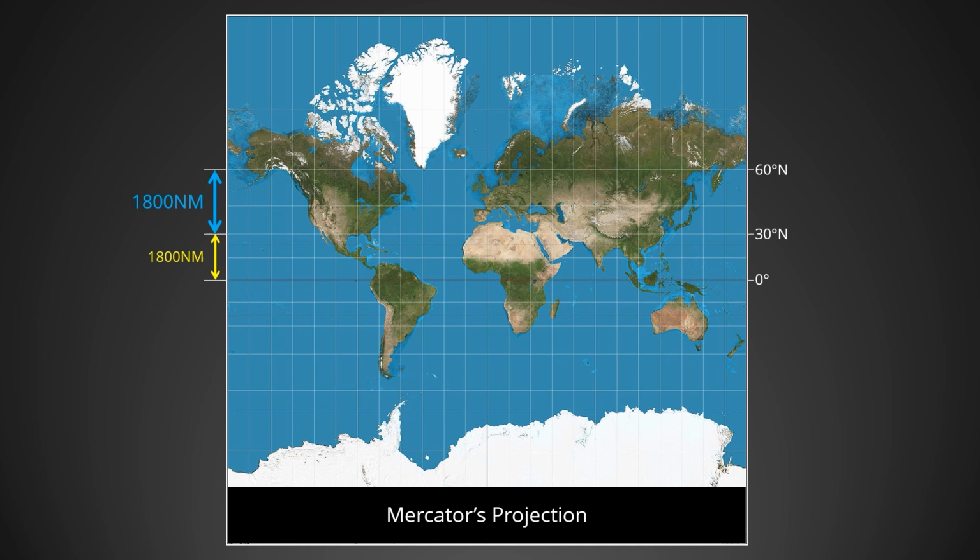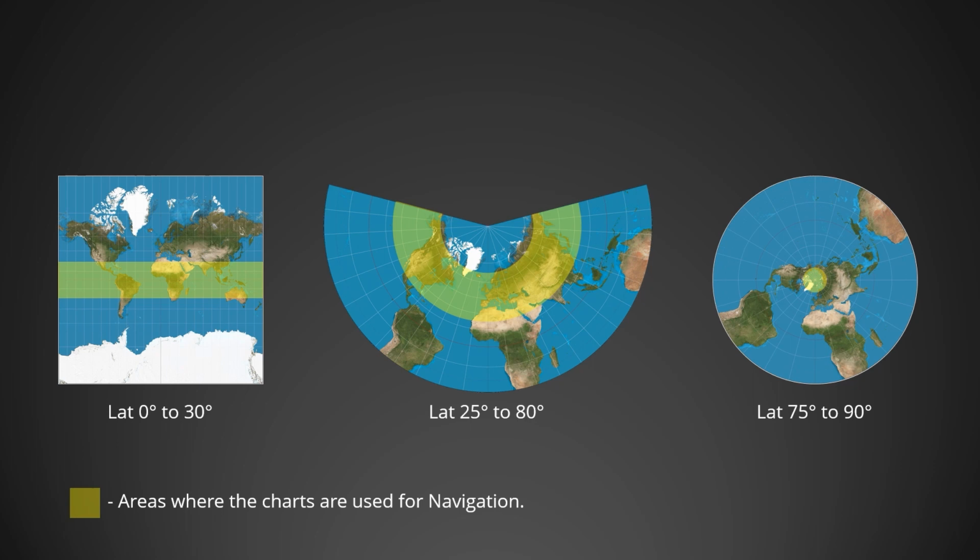Since Mercator charts are used for navigation, we can conclude that this property is not essential. However, the scale needs to be correct at some point. The solution is that different types of projection are used for different parts of the world. More about this later in the video.